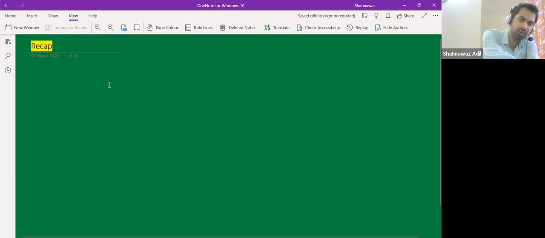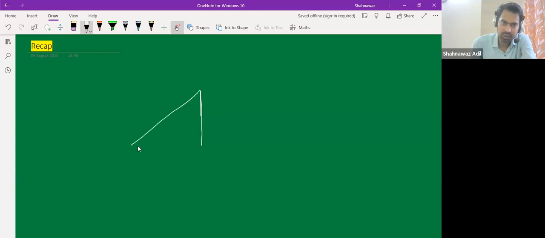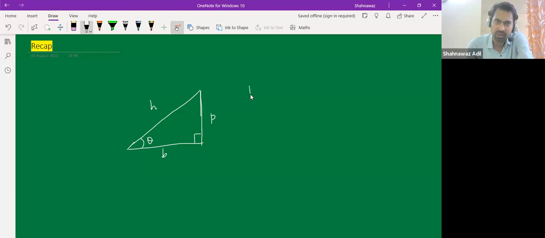So we have a right angle triangle, and it has three parts, right? Let's say if this is the angle, then this is the perpendicular, this is the base, and opposite to 90 is the hypotenuse. So we know the Pythagoras theorem.